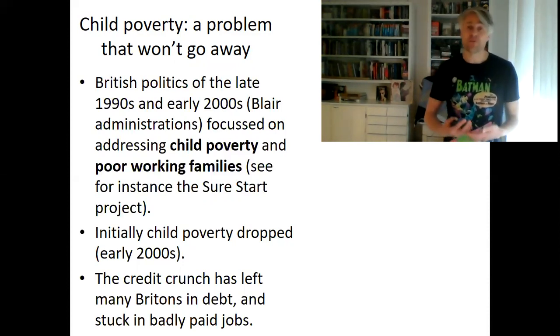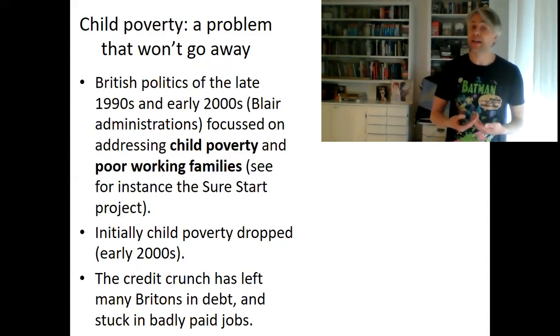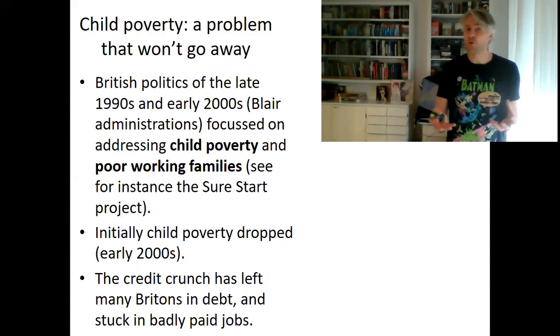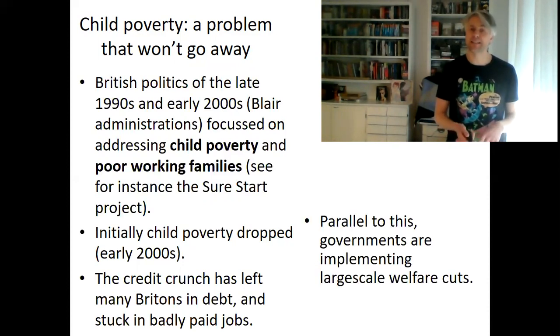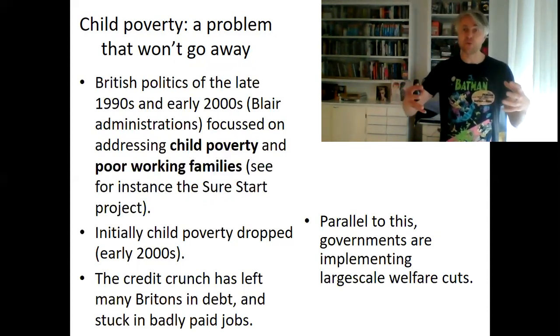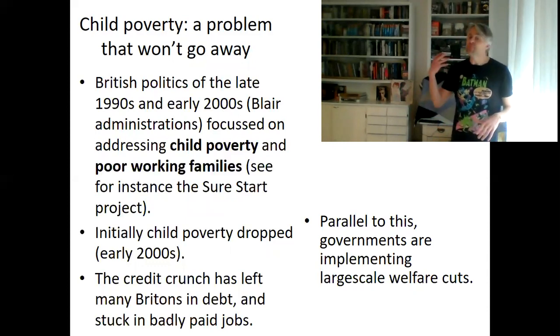The credit crunch led to joblessness. Brits ended up in debt. And then when they did then restart working, once again in very badly paid jobs. So effectively, yeah, Britain is still kind of caught in that post-credit crunch society. Parallel to this, governments are implementing large-scale welfare cuts. You know, the welfare state feels like it's shrinking and shrinking.